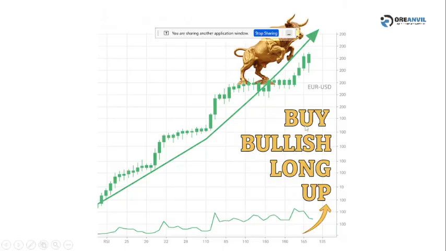So each of these terminologies is driving to the same thing. When you buy, you are bullish. And when you are bullish, you are in a long position. It means that you are capitalizing on a buy trade on the market, and you are expecting the market to continue going to the upside.